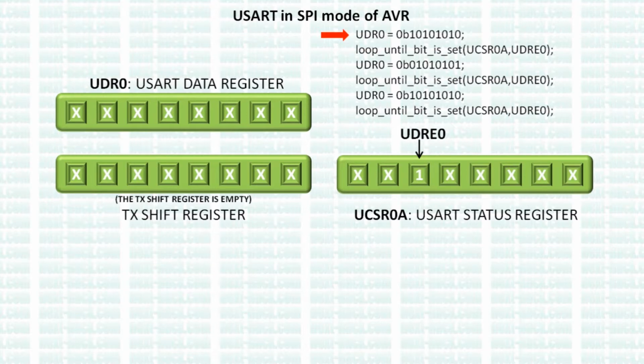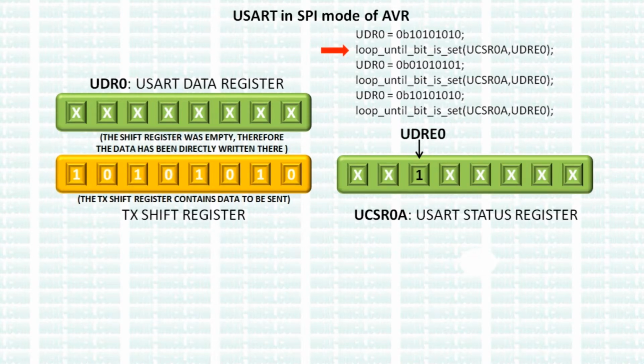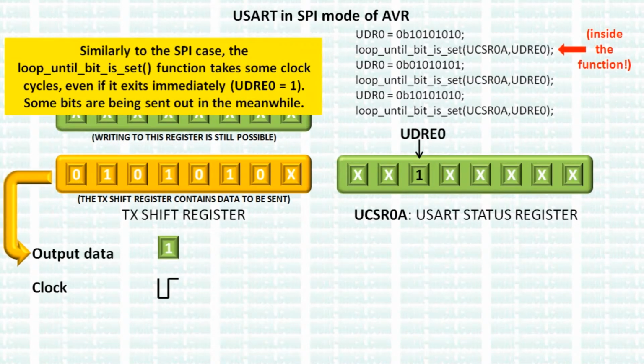As soon as we write to UDR0, the data is copied directly to the shift register, because in this case it was empty. Then we jump into the loop until bit is set function. Even if the flag was already 1, we still waste some clock cycles, as we did in the SPI case. Therefore, in the meantime, some data bits are being sent out. Now we arrived to another write instruction.